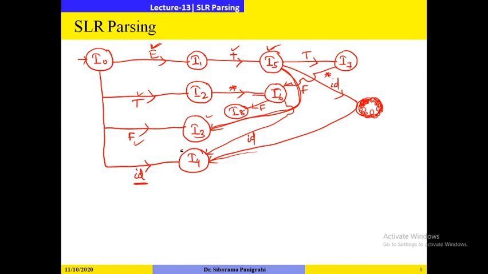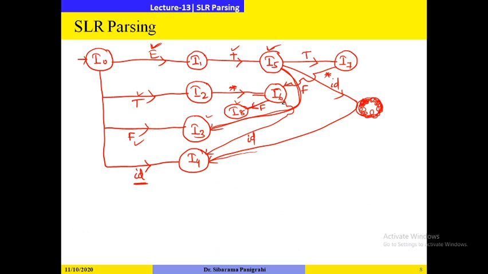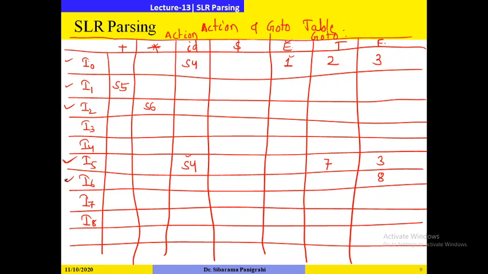Next, I6. I6 by taking F as input. What is the next state? I8. So I6 by taking F as input, the next state is I8. So we will simply write 8. Okay. Next, I6. Is there any other? Yes. I6 by taking ID as input, it goes to I4. So S4.